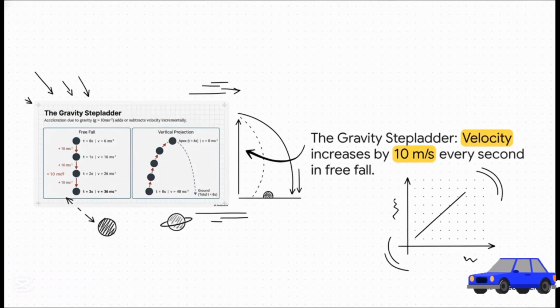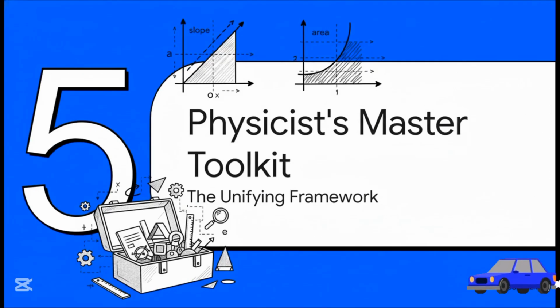And what's so amazing about this is that these rules are universal. They even describe gravity perfectly. When an object is in free fall, its velocity increases by the same amount every single second. It's about 10 meters per second. On a velocity time graph, that creates a perfect straight sloped line. This geometry of motion is literally everywhere you look. So let's pull all this together. We've talked about slope, we've talked about area, and we've seen them in action. Let's take a look at the complete master toolkit.